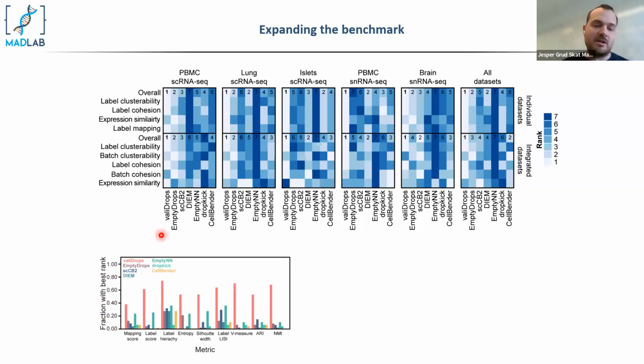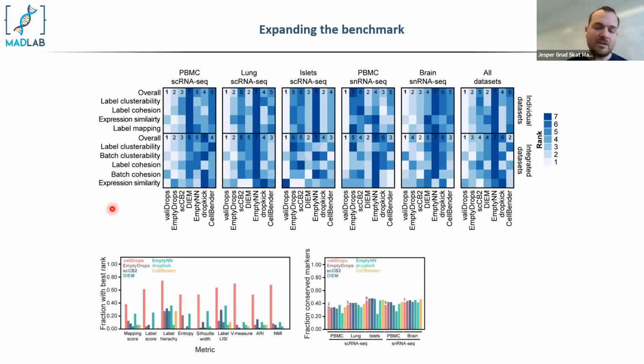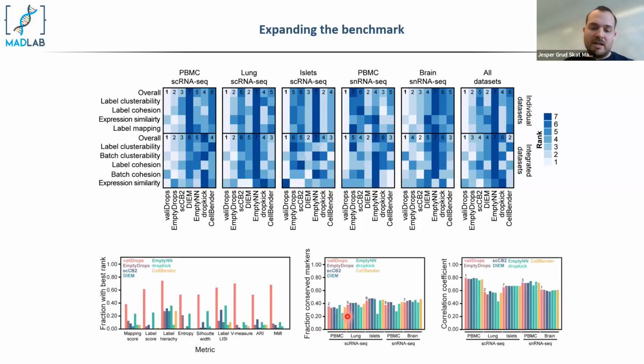One thing we did notice, however, was that the expression similarity metric was not great for valiDrops in the integrated space. So we looked a bit closer into that and found that the metrics here are generally very similar. So although valiDrops ranks between 7th and 2nd, it's minuscule differences that actually separate tools, and the same is true for the other metrics that go into this.